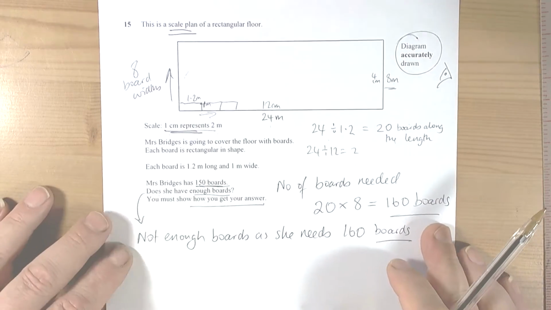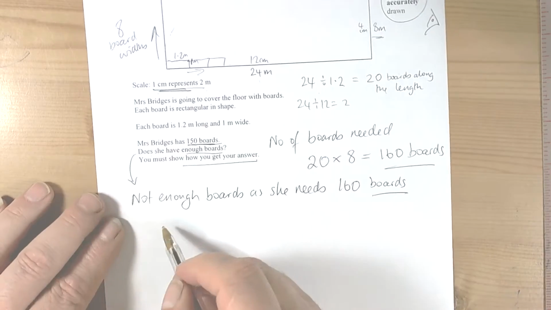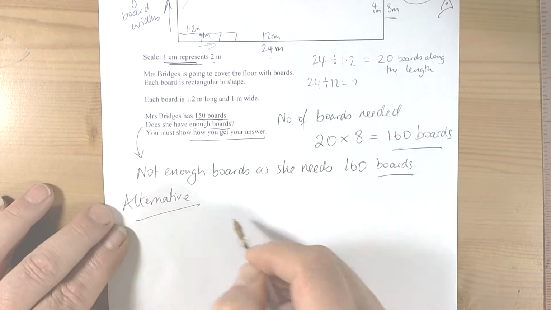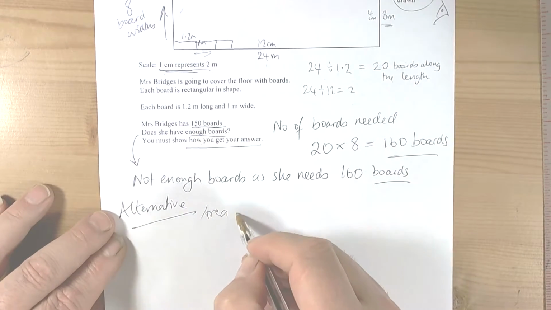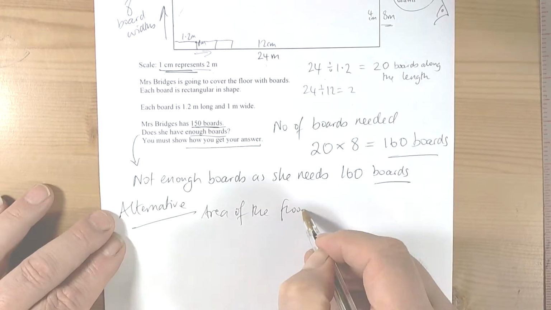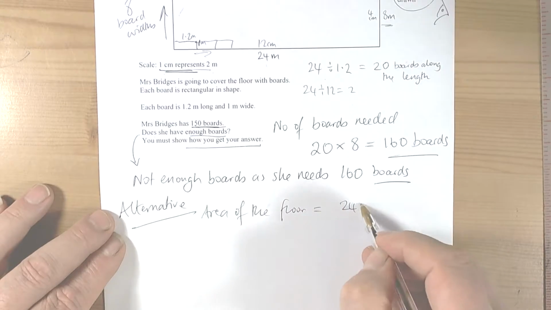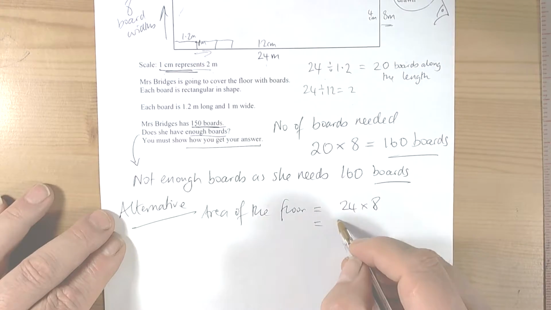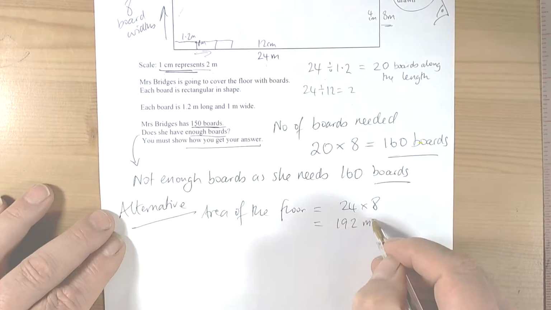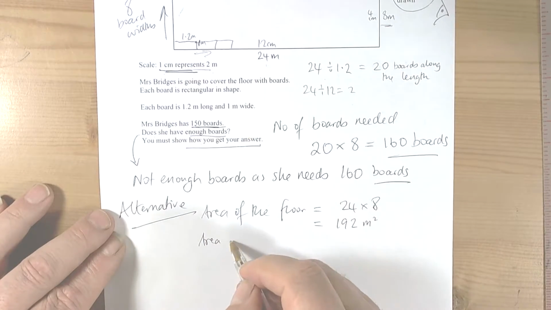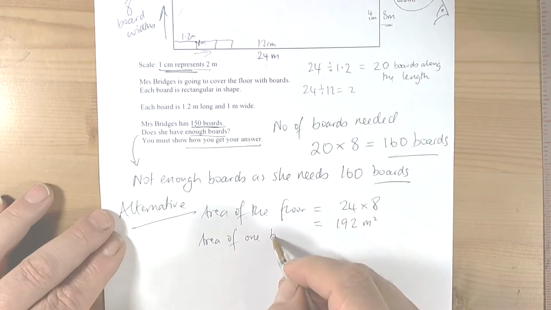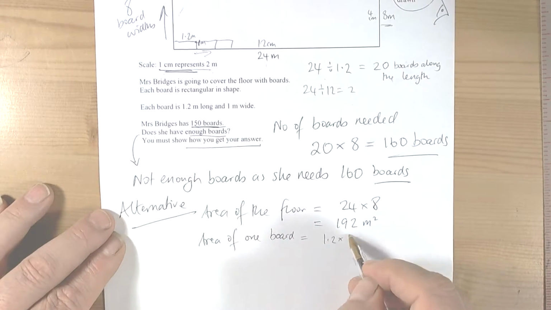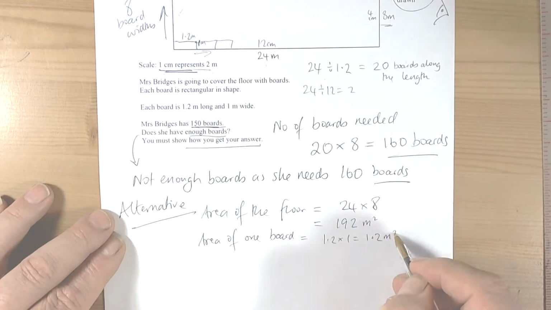You can do it by area. So we could have said that just to show an alternative method. The alternative would be to say, right, the area of the floor is equal to 24 times 8. 20 8s are 160, 4 8s are 32, so 192 square metres. The area of a board is equal to 1.2 times 1, which is 1.2 square metres.